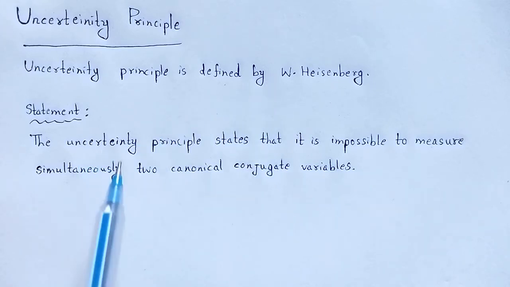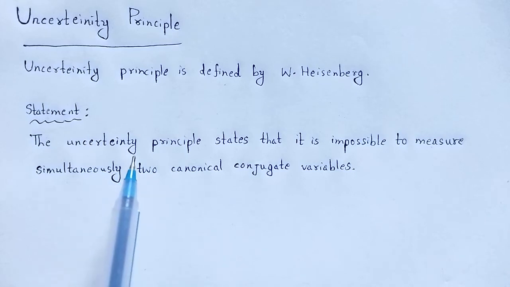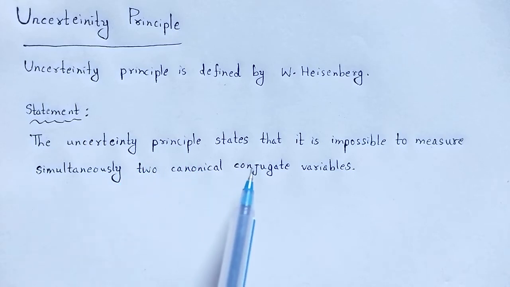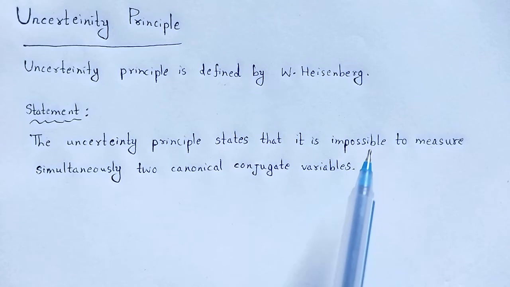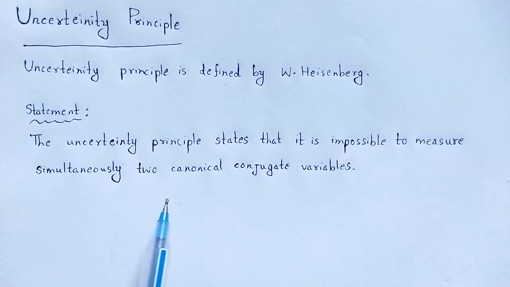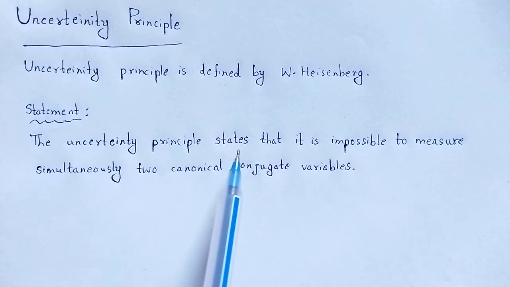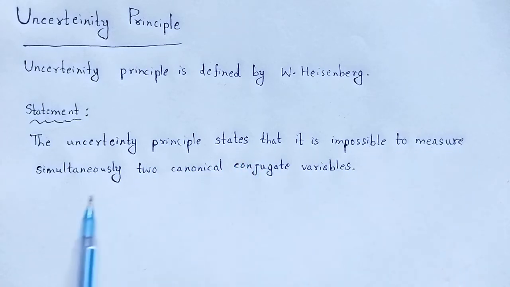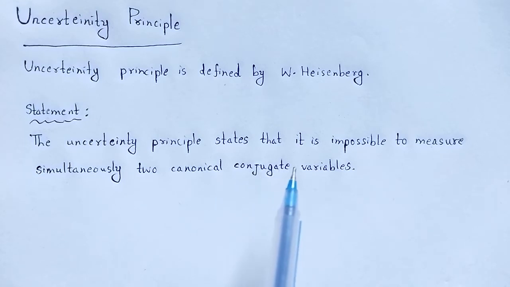What is that principle? The uncertainty principle states that it is impossible to measure simultaneously two canonical conjugate variables. Now we define what the canonical conjugate variables are and what the mathematical approach to that particular principle should be.